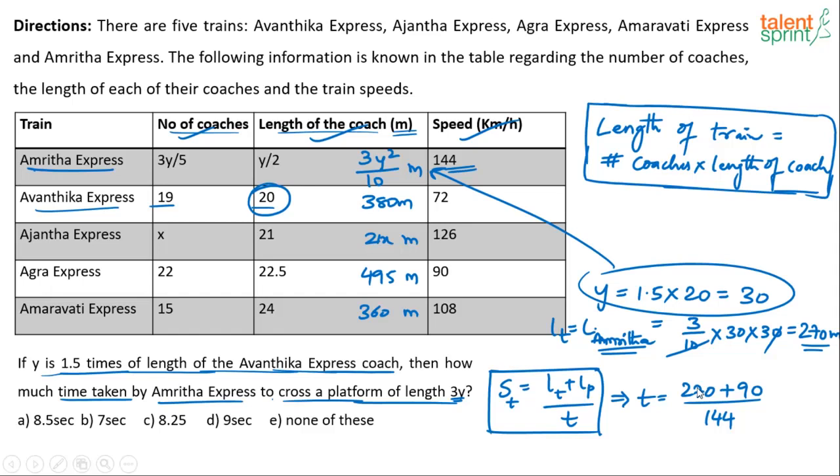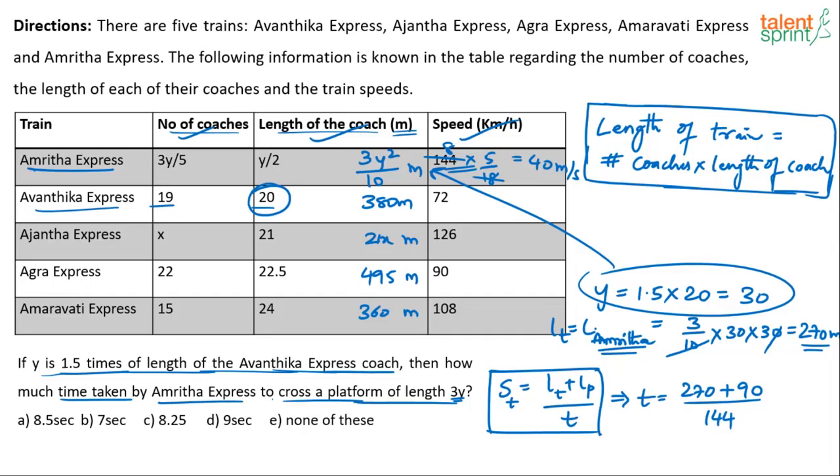So convert 144 into meters per second. How do you convert 144 into meters per second? Multiply by 5 by 18. So 144 into 5 by 18. Or here itself we can multiply by 5 by 18. So how much is this speed? This is like 8 into 5, right? 40 meters per second. Yes or no? 144 kilometers per hour is 40 meters per second, because 18 into 8 is 144. 8 into 5 is 40.